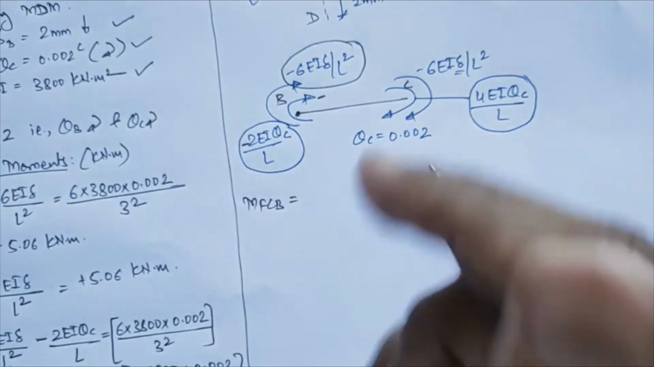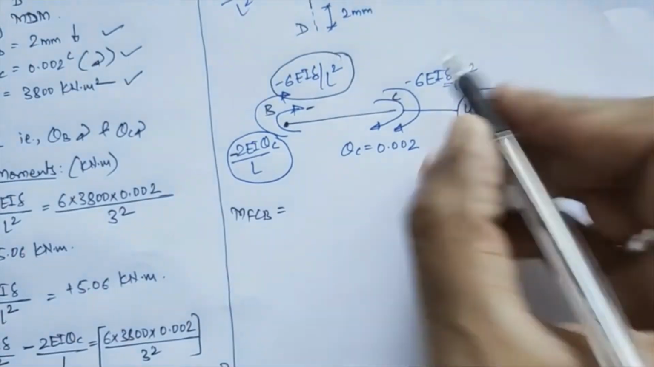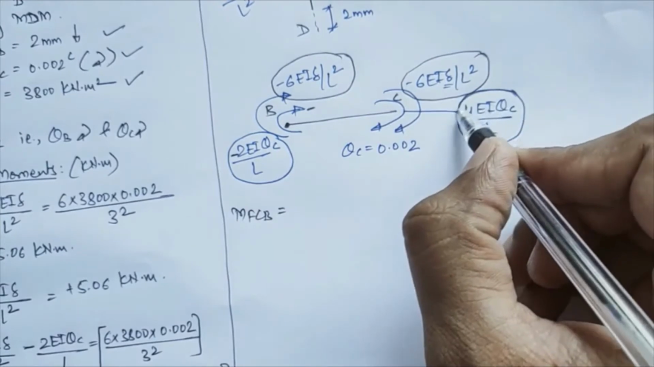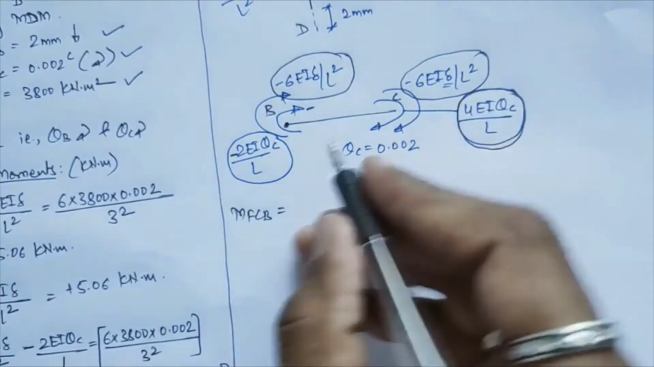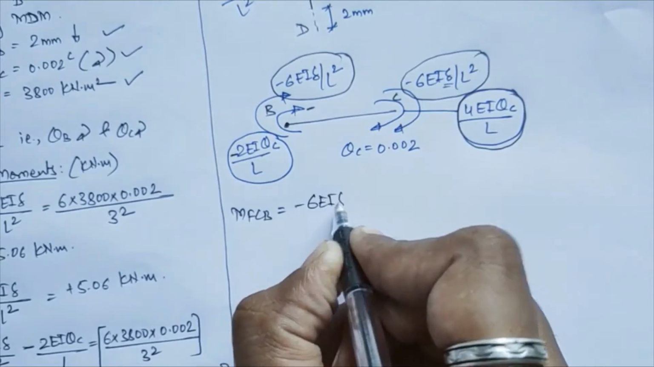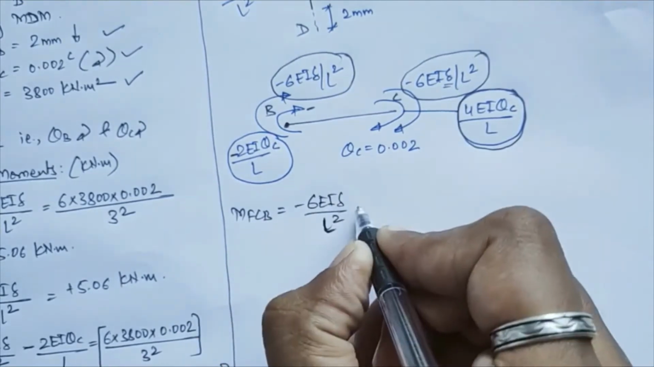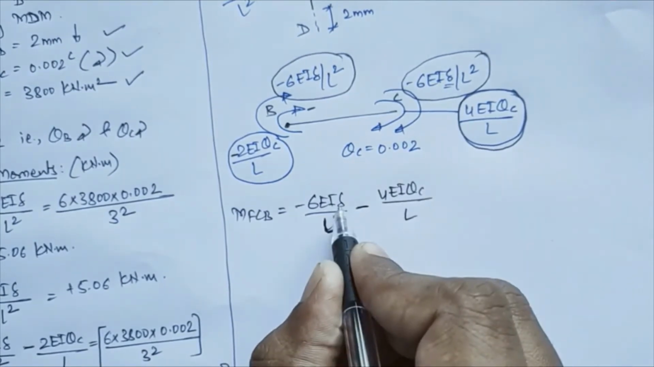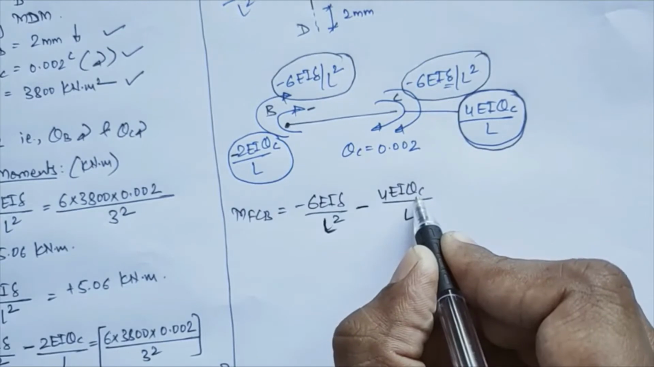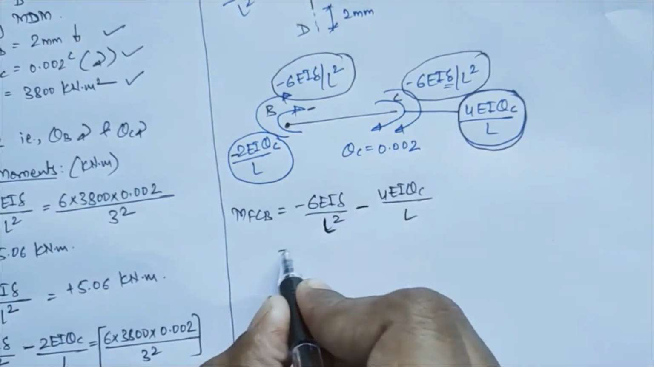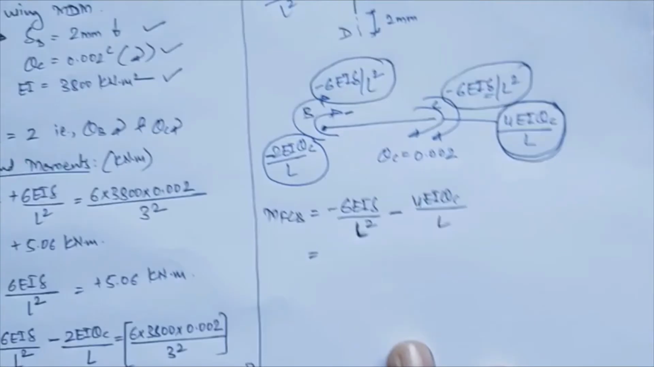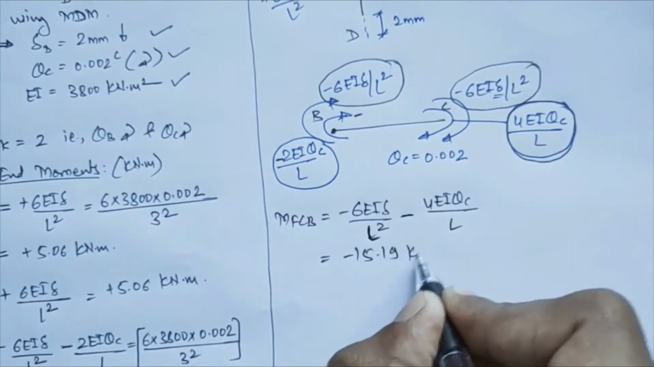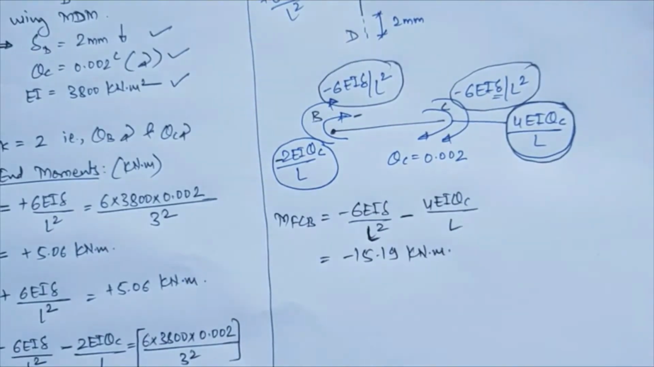Right, now we'll move to the next fixed moment, that is MFCB. I'll write over here. MFCB is equal to the fixed moment occurring at point C, that is due to translational displacement and the second one due to rotation, that is minus 6EI delta upon L square, and with the same sign convention, minus 4EI theta C upon L. Again delta will be 0.002, that is 2 mm, and theta C is 0.002. If you simplify this in the same way, you'll get minus 15.19 kilonewton meter. You check this value, how much you are getting.